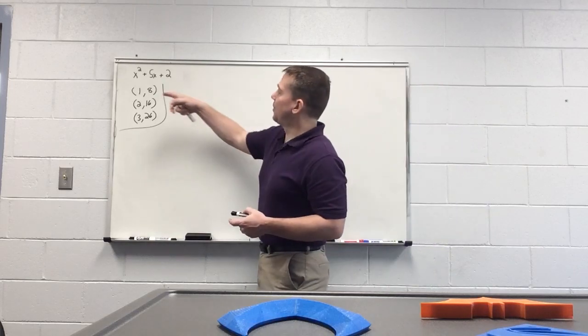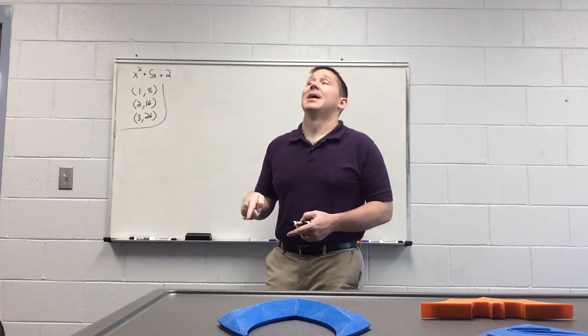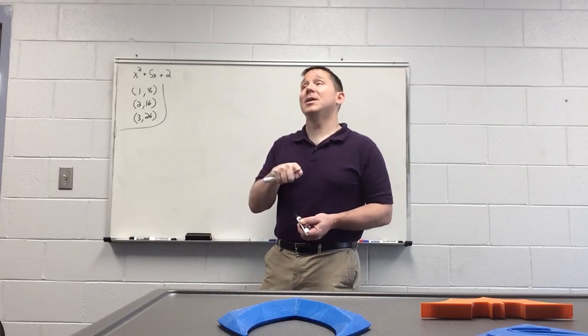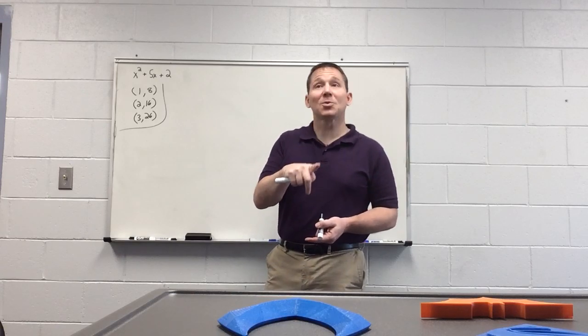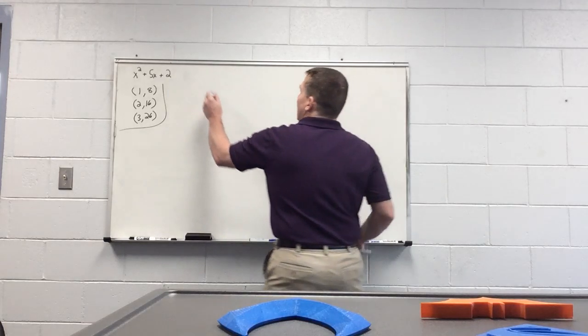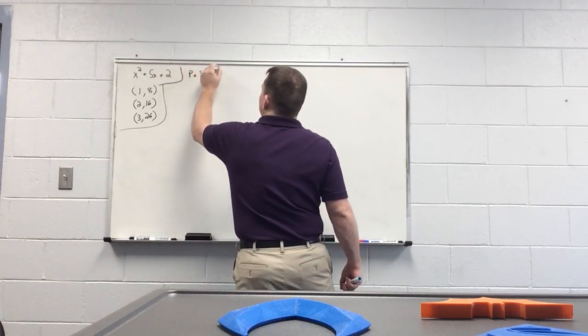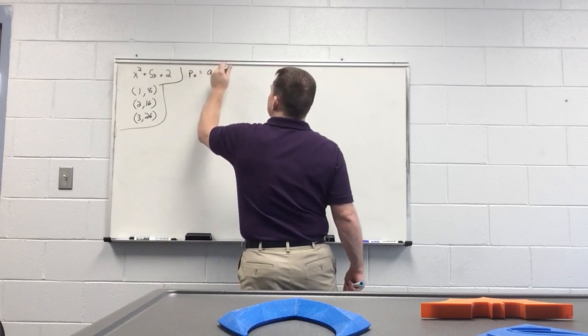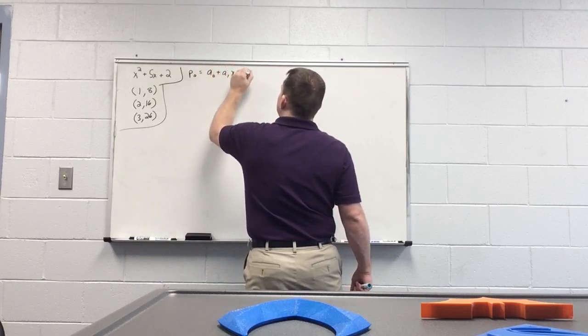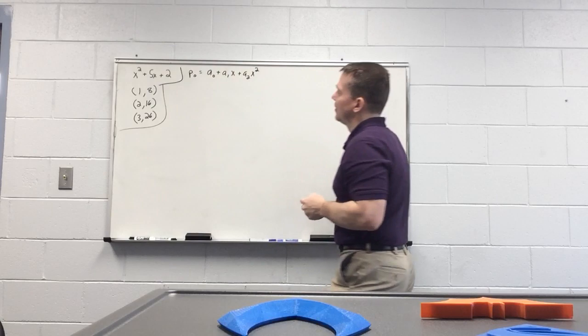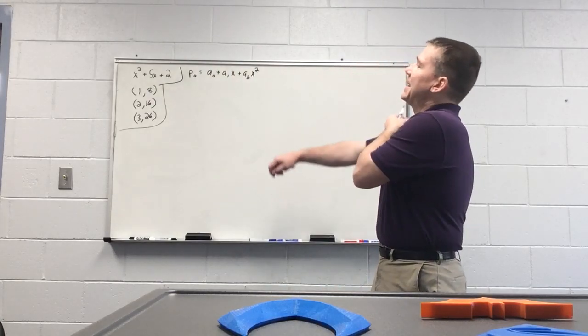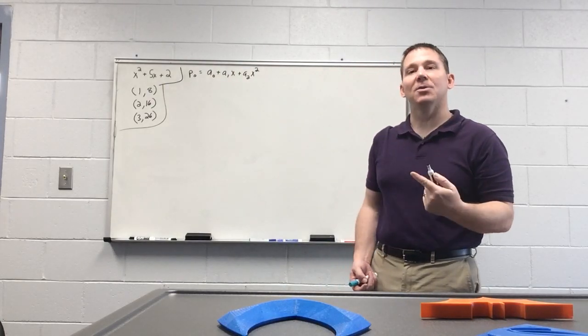So, suppose I'm given 3 points. Then I need a polynomial of degree n minus 1. n is 3, so I need a polynomial of degree 2. So I'm looking for a polynomial of degree 2, so I'll say a sub 0 plus a sub 1 x plus a sub 2 x squared. And I need to find a sub 0, a sub 1, and a sub 2.